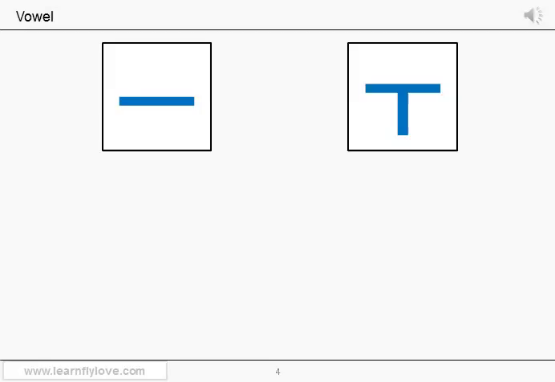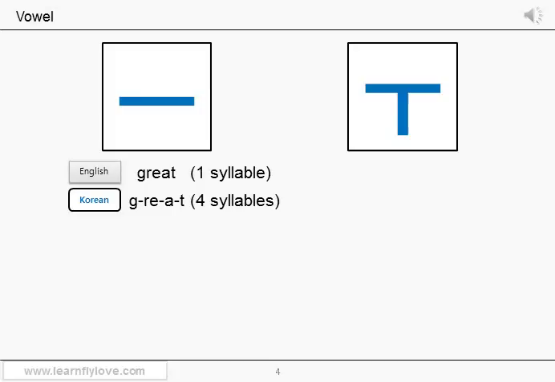For example, the adjective great has one syllable in English, but you have to split it into four syllables if you want to write it in Hangul. Gu, re, e, t. Because in Korean, you cannot put two vowels in one single syllable. Furthermore, consonant alone cannot make any sound. Hangul has U vowel. Therefore, the first G sound has to make one independent syllable, G, with U vowel.